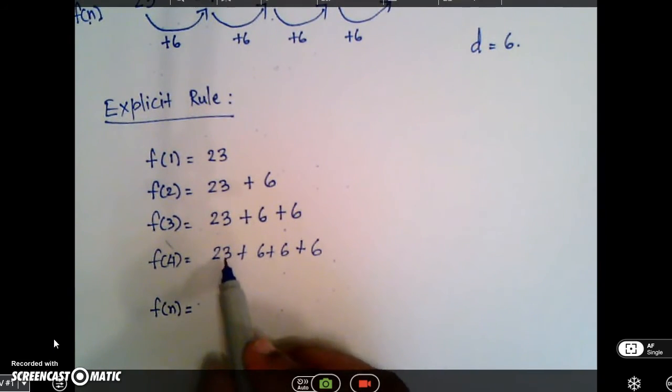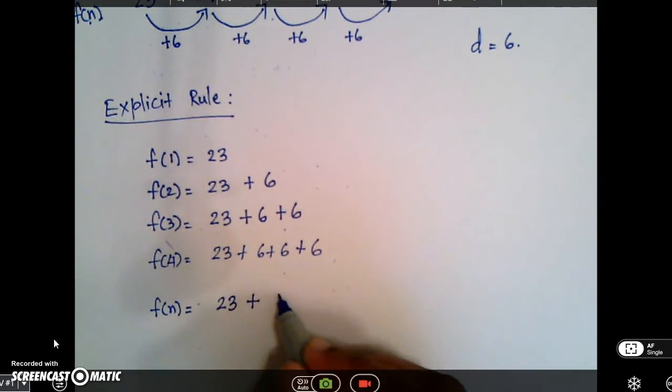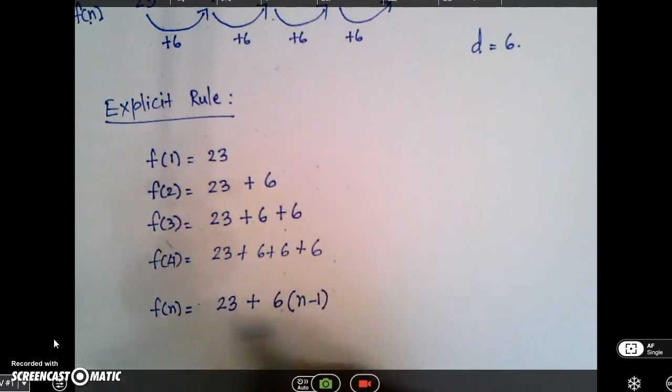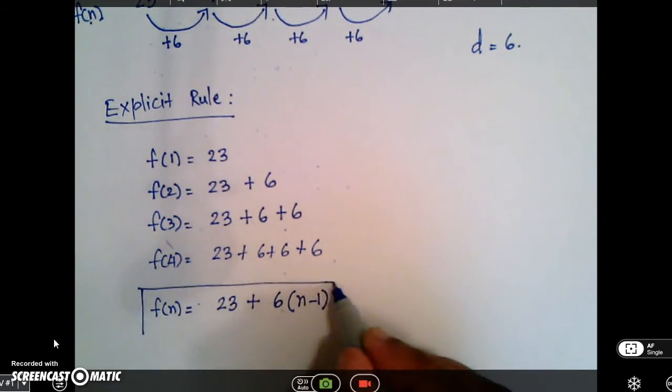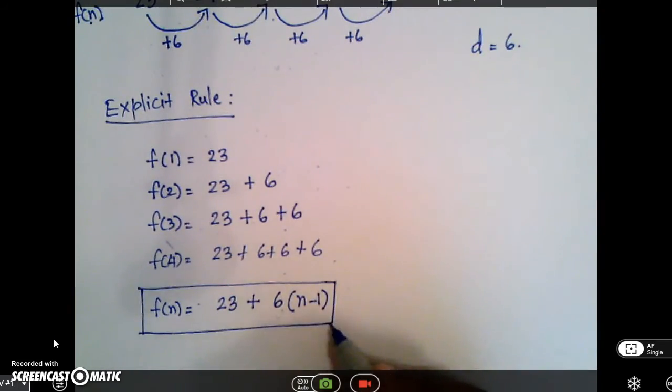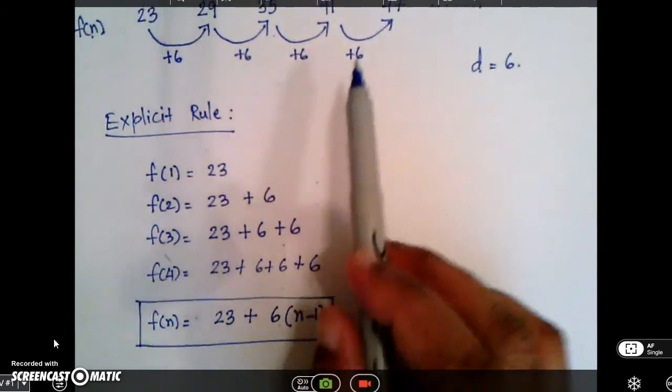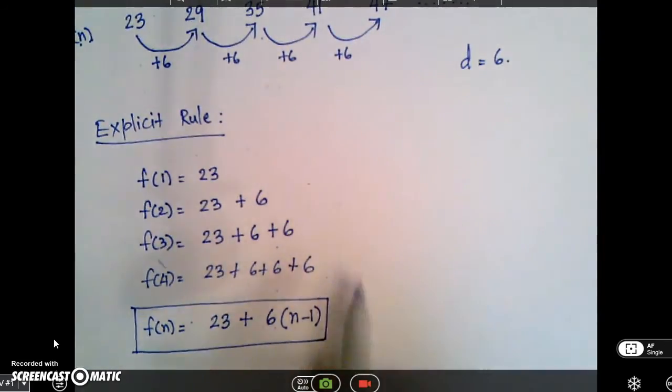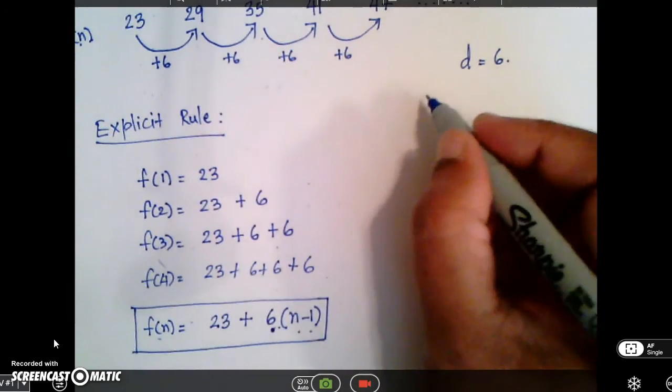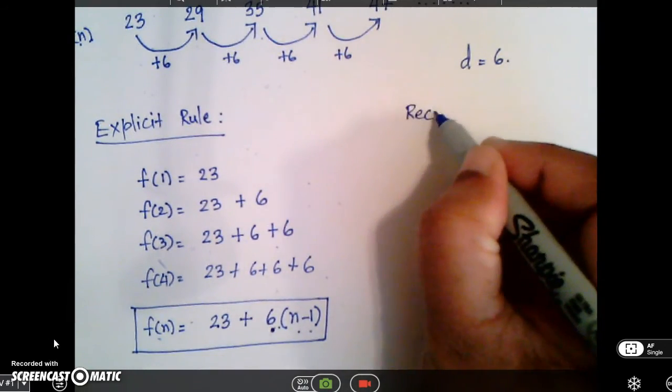Alright. So this is my first term, which is 23, and I add a common difference. How many times? n minus 1 times. So that becomes my explicit rule for this particular sequence. So I need to know my first term and I need to know my common difference. These two parts are constantly occurring in your formula, right? So that's my explicit rule. Let's look at the recursive rule.